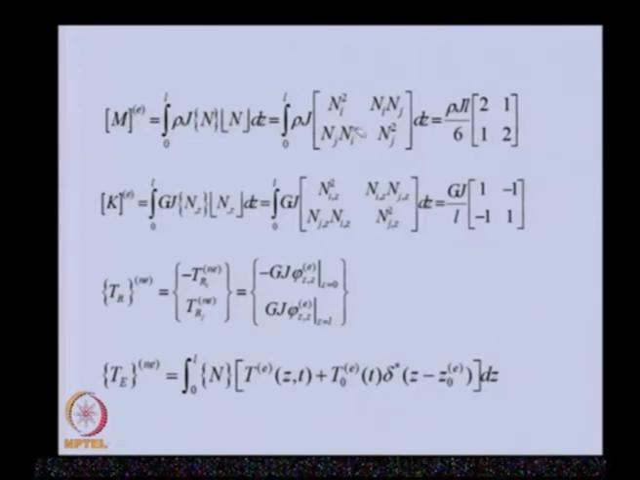So if we multiply this, this will be the explicit form of the mass matrix. Similarly, the stiffness matrix we can multiply, so this will be the explicit form of the stiffness matrix. We already expanded the reaction torque terms. So this will be the reaction torque term at the ith node, and this for the jth node, and this is the external torque.